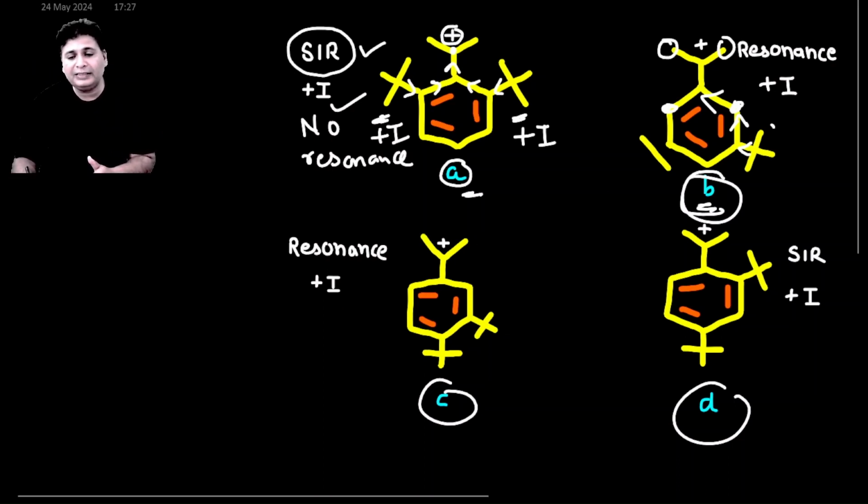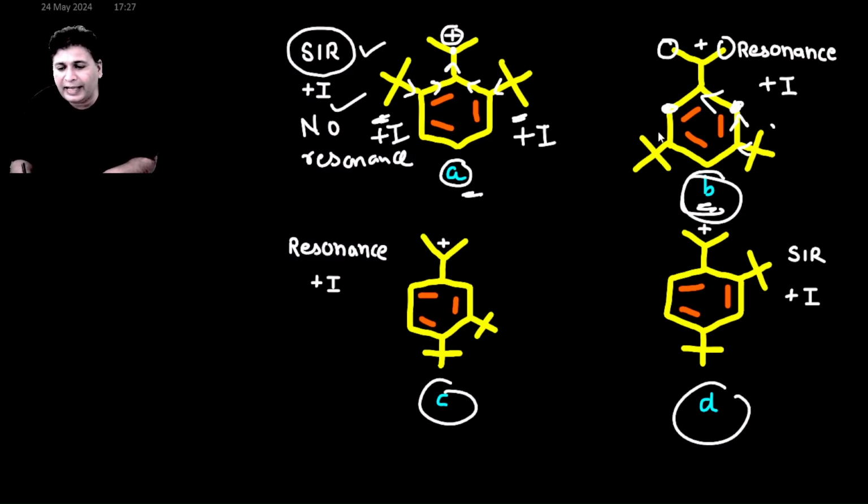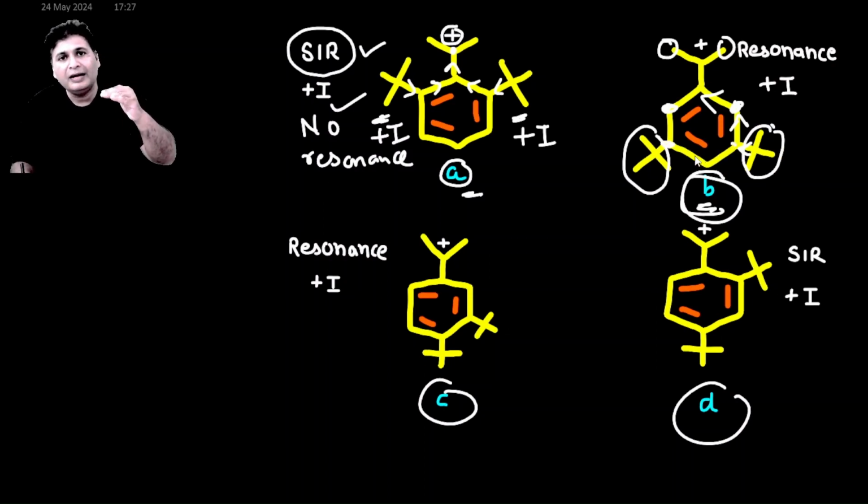For example, inductive effect is a function of distance. In the case of B, the two tertiary butyl groups are at the meta positions. So they are nearer to the carbocation, and as the group is nearer, it can give more through inductive effect, because inductive effect is a function of distance. As you increase the distance, its help is reduced drastically.